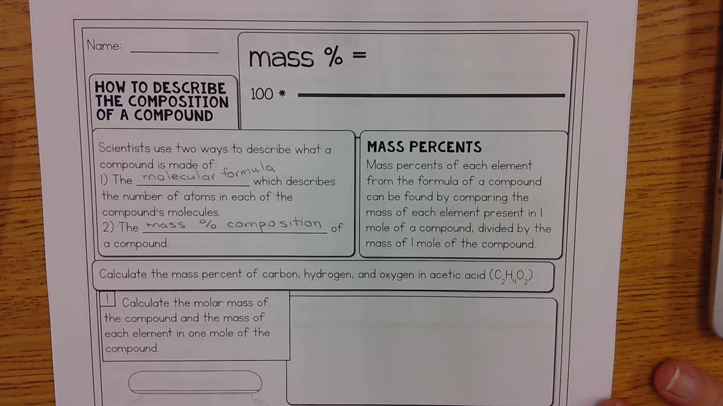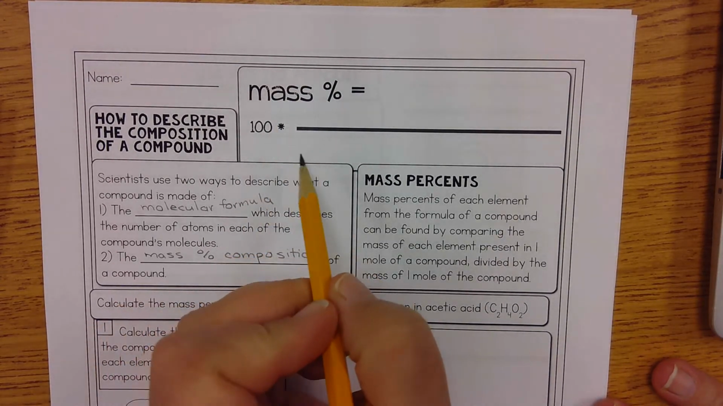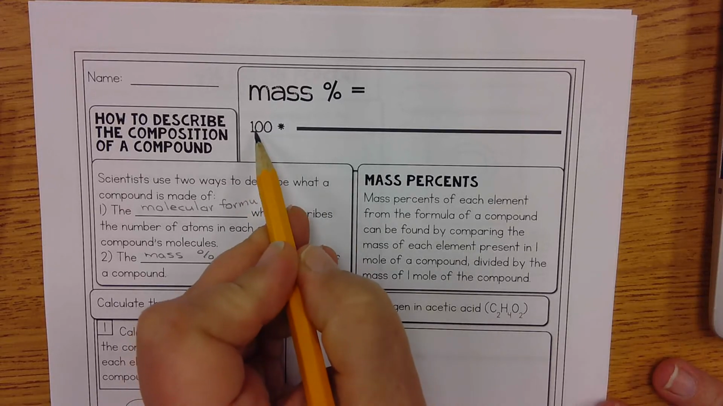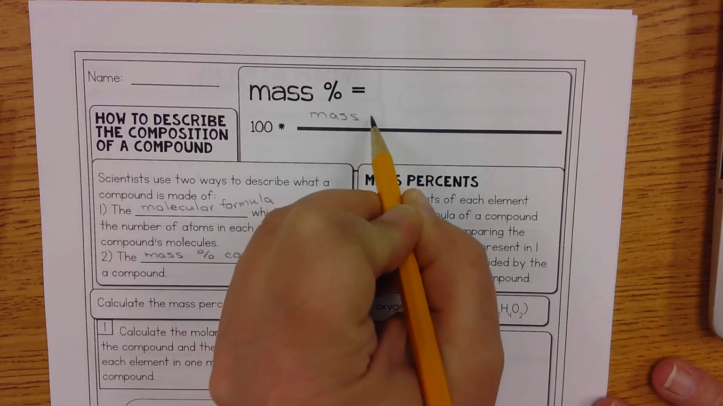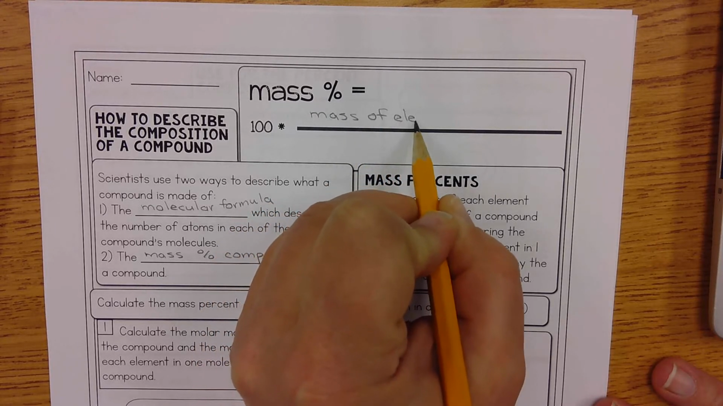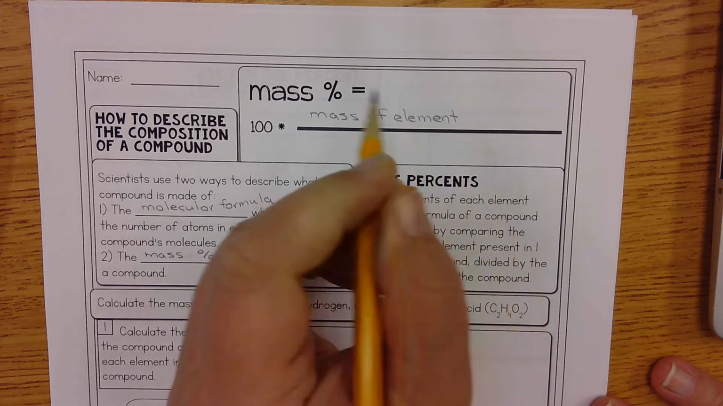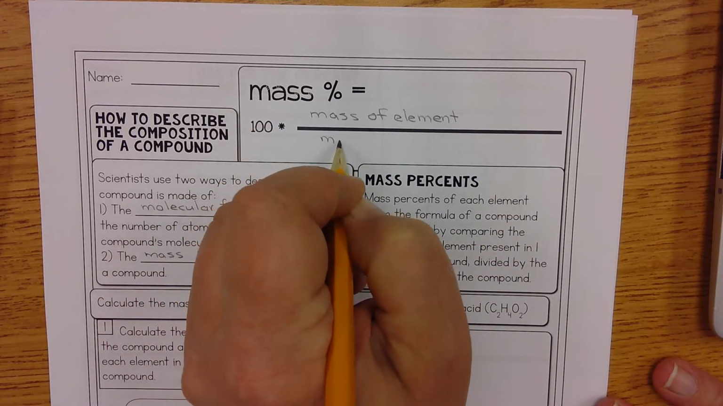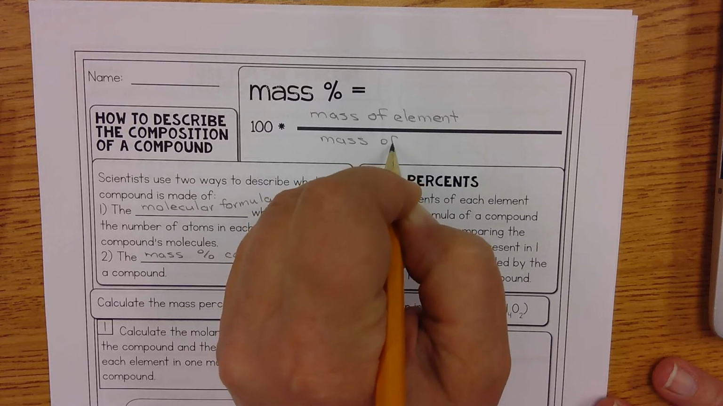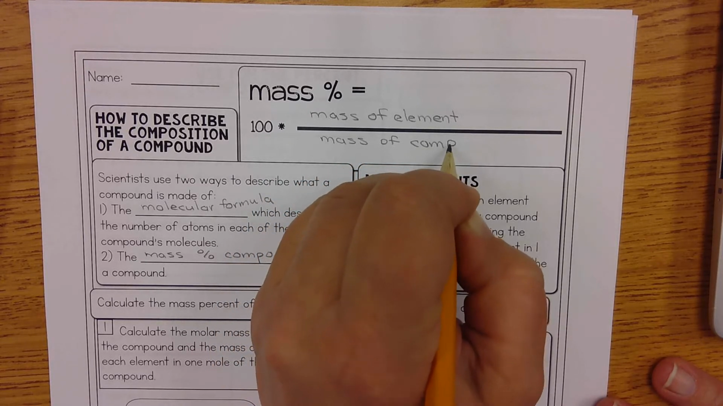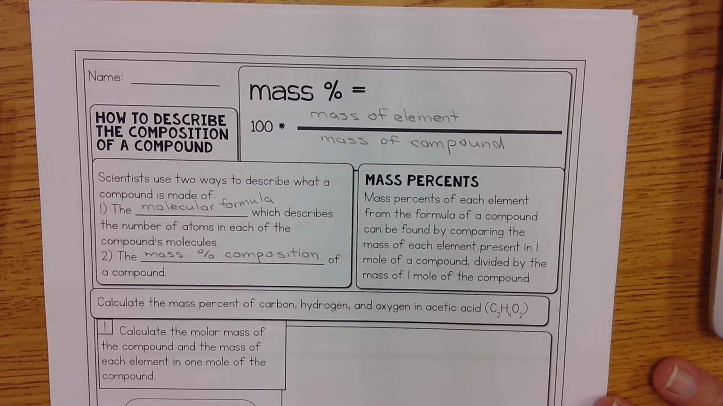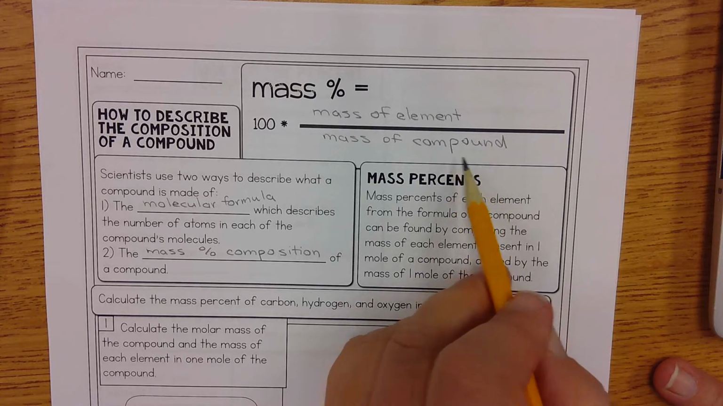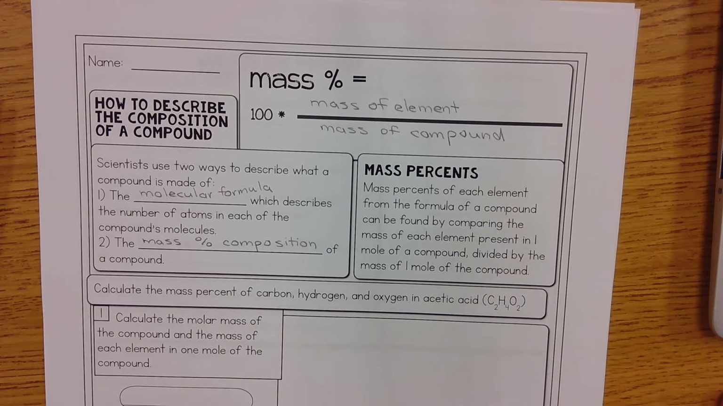So the way we calculate mass percent is by using this formula here. Is 100 times the mass of the element divided by the mass of the compound. Both of these numbers come straight from the periodic table. The mass of the compound, you have to add all the different elements together. But that's how you figure out mass percent.